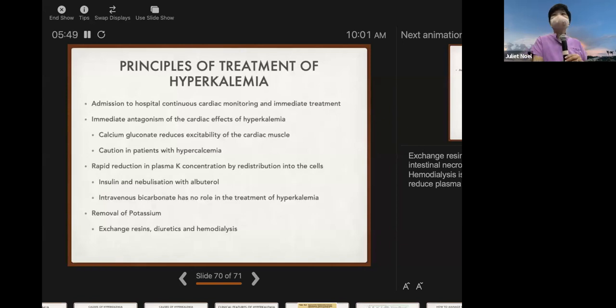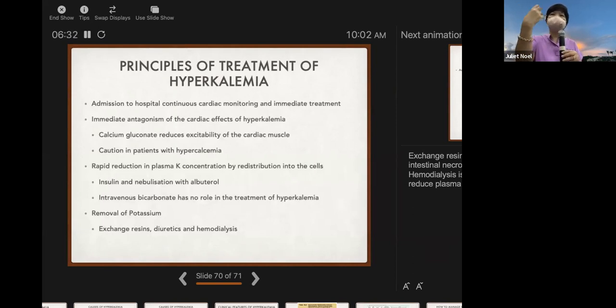No? Removal of potassium. So what is removal of potassium? You can give it by exchange resins, the calcium polystyrene or the sodium polystyrene. The dose is about 15 grams every 4 hours, but caution on intestinal necrosis. Then you can give a diuretic, because when you block the sodium potassium, it will diurese. So either you give a loop diuretic. But the most effective would be hemodialysis. It's fast, but it takes time to prepare for the access and everything.